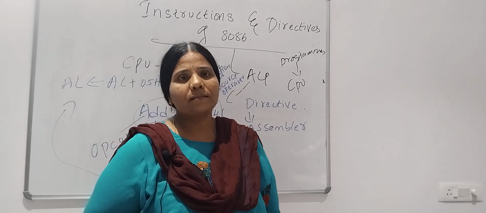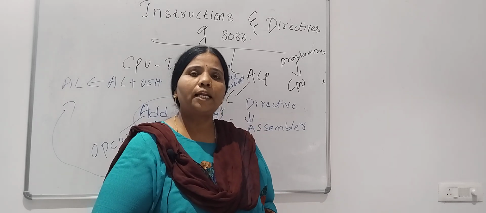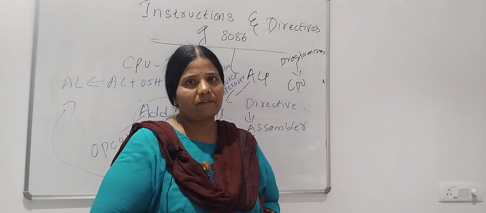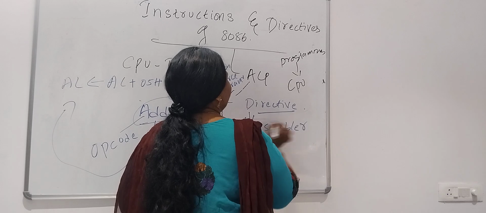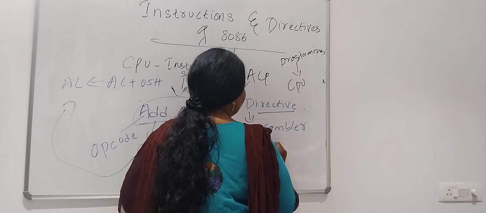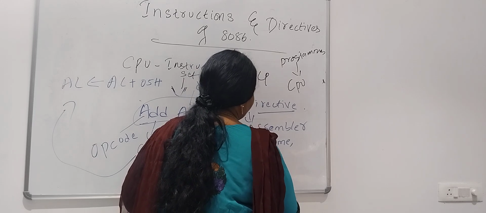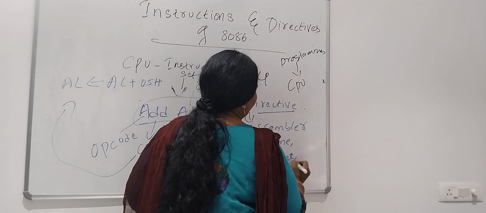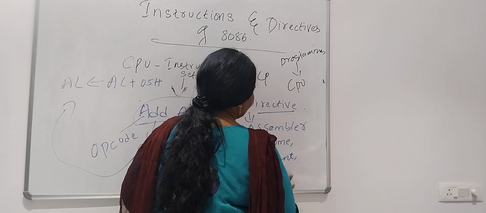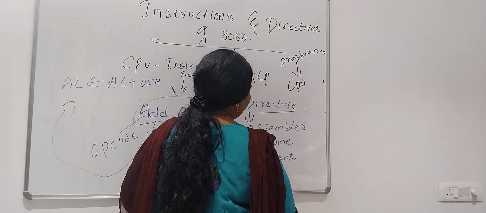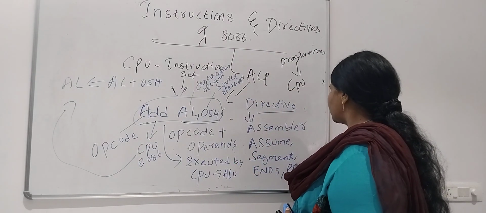What do you mean by assembler? Already in the previous video I told you, it is a software program which converts an assembly level language program into a machine level language program. As an example of a directive in your 8086, ASSUME is one directive. SEGMENT is one directive, which tells which segment you are going to use, and ENDS is another directive. Another one is PROC, procedure.